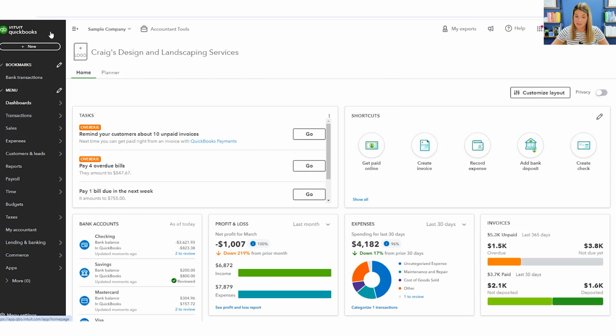Okay, so that's a little bit of a background story of why people would be taking distributions, and that's going to help make sense as we dive into our example right here. So let's go ahead and hop into QuickBooks, and I'm going to pull a couple reports and show you what this looks like. Here we are in the sample company of QuickBooks Online.